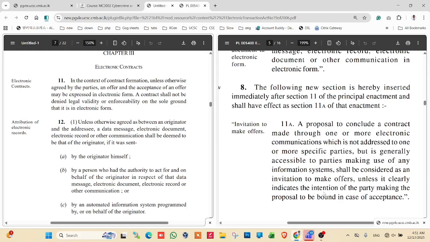So in this case it says a proposal to conclude a contract made through one or more electronic communications, that means websites or whatever, right? Which is not addressed to any one or specific parties. I am not addressing anyone specifically. Technically a Facebook ad, right? But it is generally accessible to parties making use of any information system. Anyone using Facebook can access an ad that has been posted there. It shall be considered as an invitation to make offers.